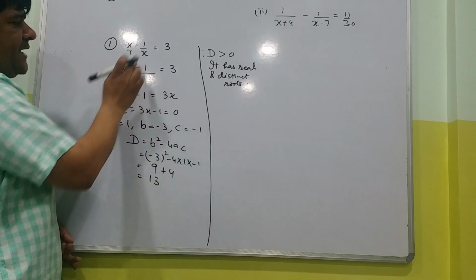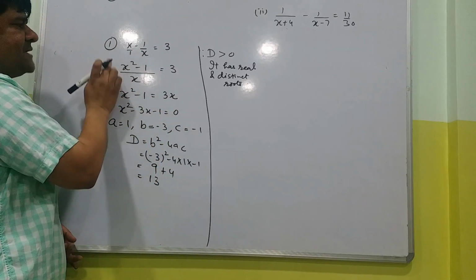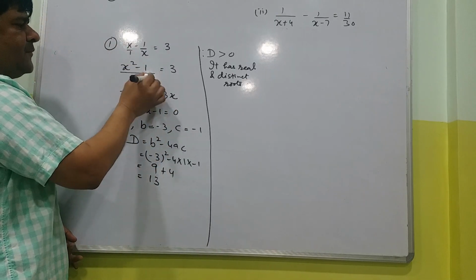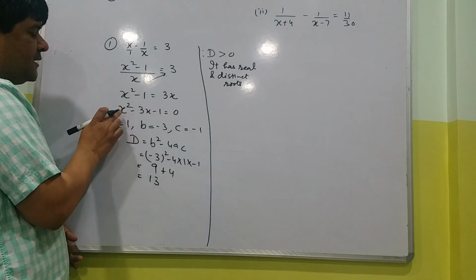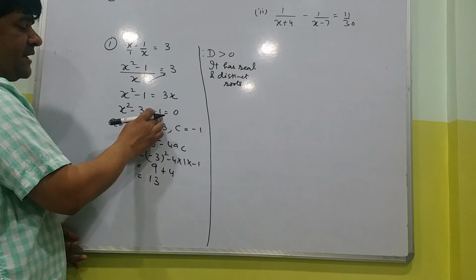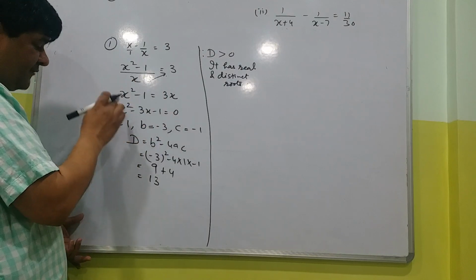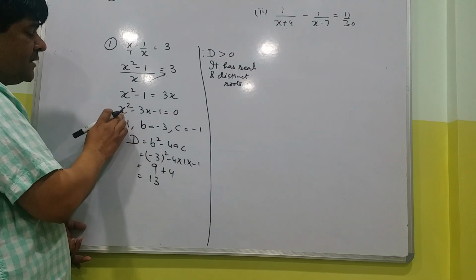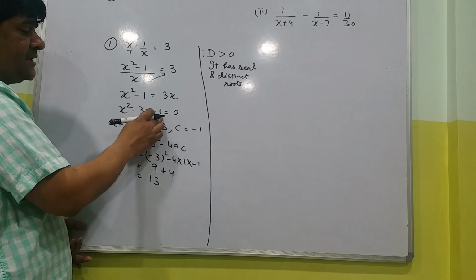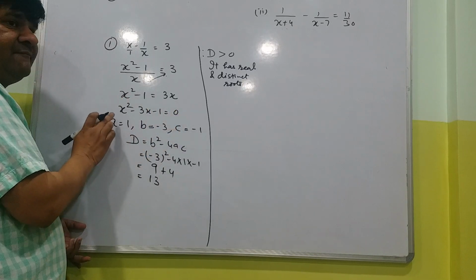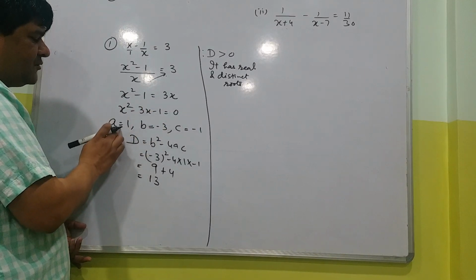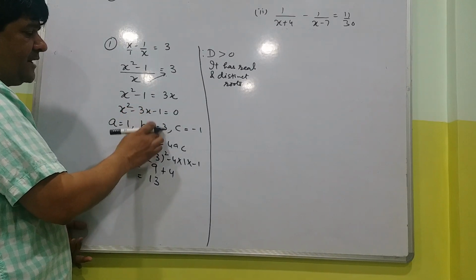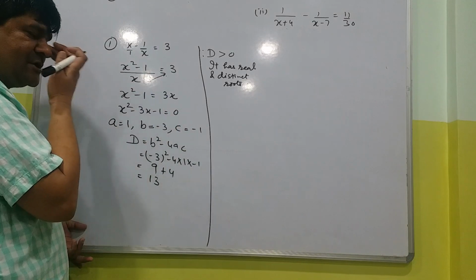So first you take x as LCM, x into x square minus 1, cross multiplication, x square minus 1 equal to 3x. This 3x will move to the left hand side and become negative. So x square minus 3x minus 1 equal to 0. When you compare it with x square plus bx plus c, a comes out to be 1, b comes out to be minus 3 and c comes out to be minus 1.